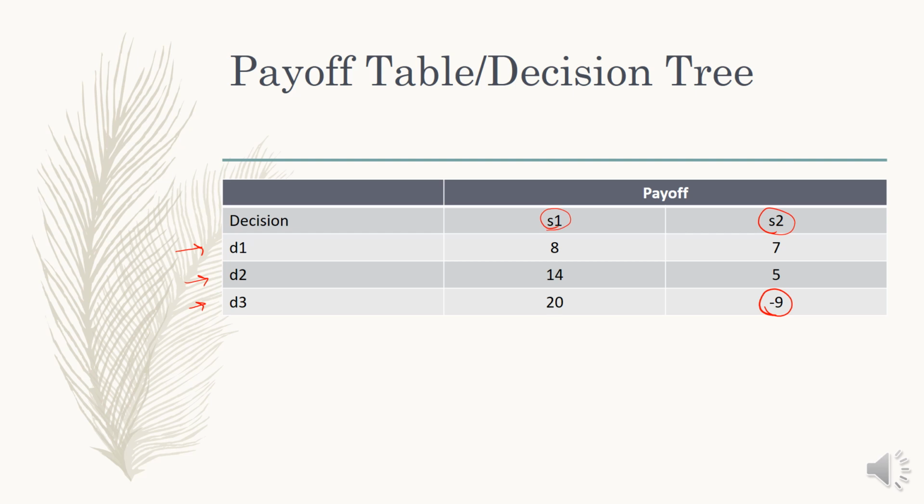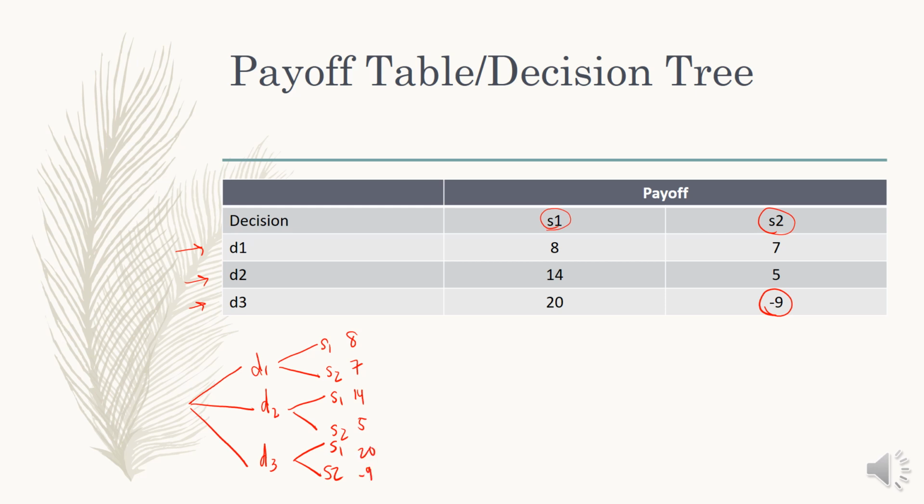So we also can make a decision tree on this. So if you're more into pictures instead of charts, that's fine. So in the decision tree, they need to decide if they're going to choose D1, D2, or D3. And this is your payoff for the decision tree. Based on this, each one of those decisions will have a state associated with it. So for D1, if you're in state 1, so our strong demand, that would be 8. If you're in state 2, you'll get 7. For this one, would be 14, then 5, and 20, and -9.